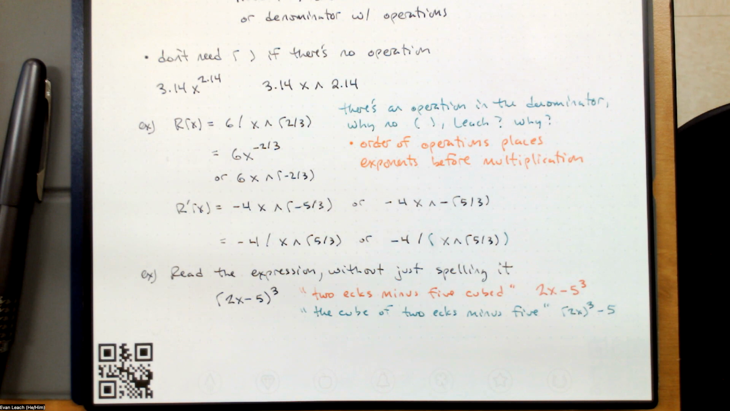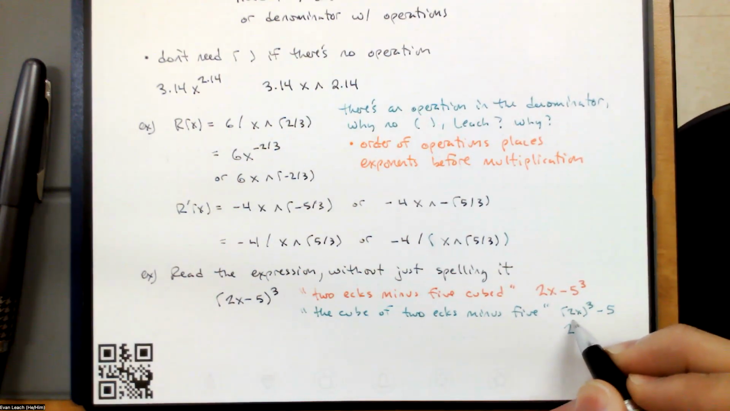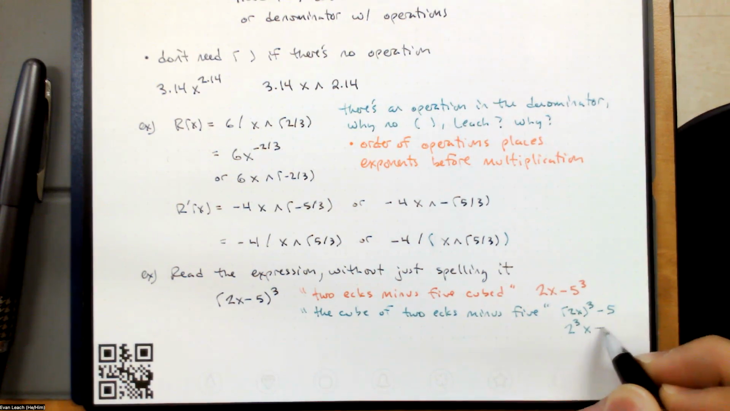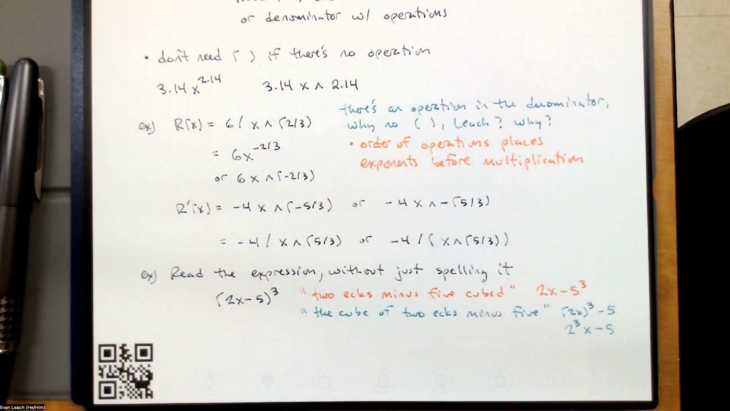Now, if someone really wanted to mess with you, you'd say, oh, the cube of 2, x minus 5. Now they're really messing with you. That makes sense? This is why we write this expression, so that we can differentiate between all these different ways that we can combine these expressions.